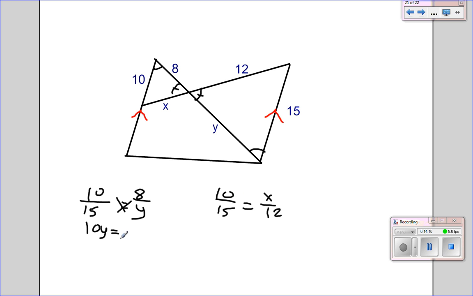10y equals 120, so y equals 12. Sorry, not 10, 12. And then cross multiply here. 120 equals 15x. Divide, of course, so you get x equals 8.